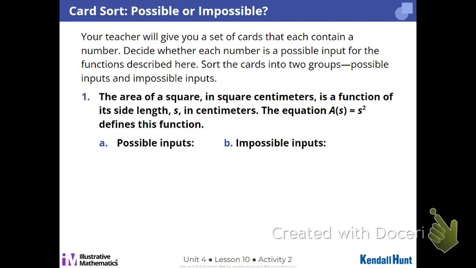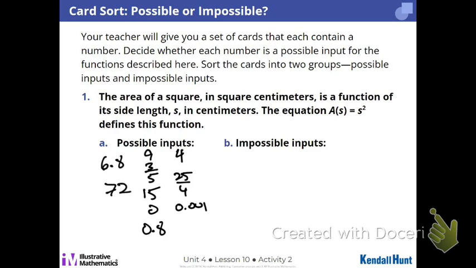All right, so looking at this list, here's what I got for possible inputs from your card list. I got that 9 works, 3/5 works. You can have 3/5 times 3/5, you can do that. 15, 0, 0.8, 4, 25 fourths, 0.001, 6.8, and 72. Zero would be a square with an area of 0.